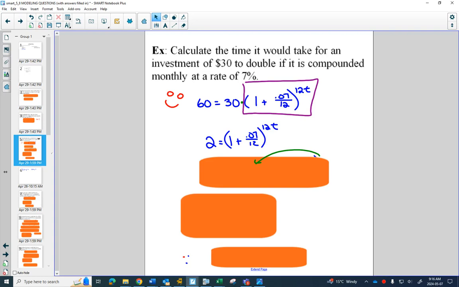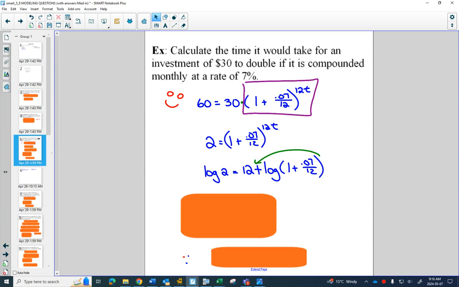And I get 2 is equal to 1 plus 0.07 over 12 to the exponent of 12t. Now, how do I solve an exponential equation algebraically? I take the log of both sides. That log of both sides lets that exponent come out in front. And now that that exponent is out in front, I'm going to circle that t.